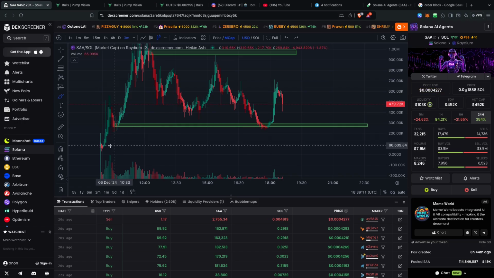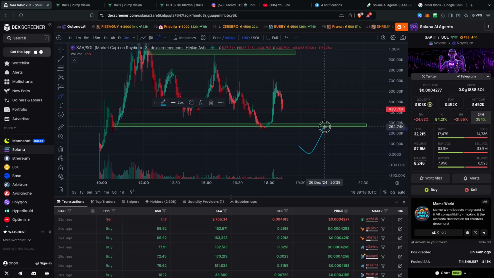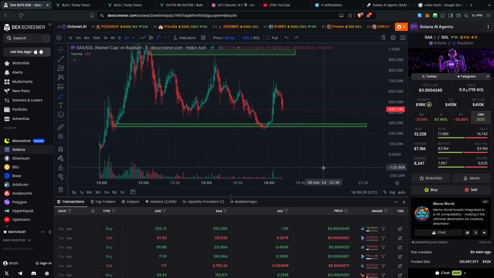So this is where I would get in and expect a little bit of a bounce, depending on how bearish or bullish we're going to be. Maybe we're going to get rejected right over here because this bullish order block is going to turn into resistance. You understand?